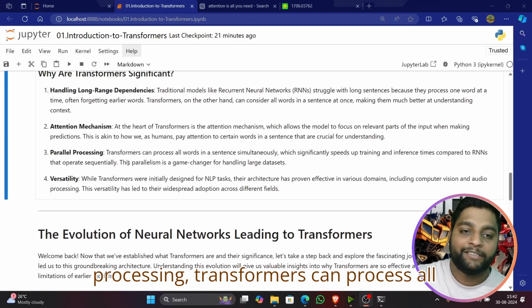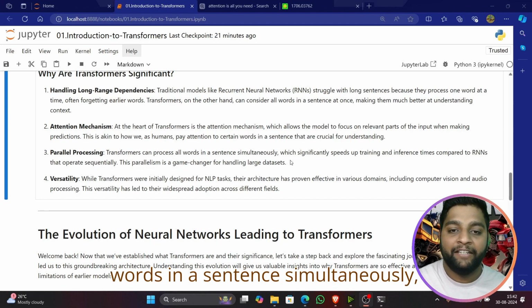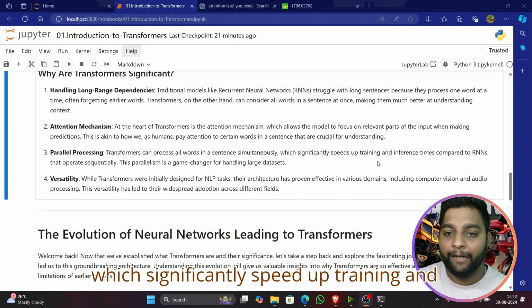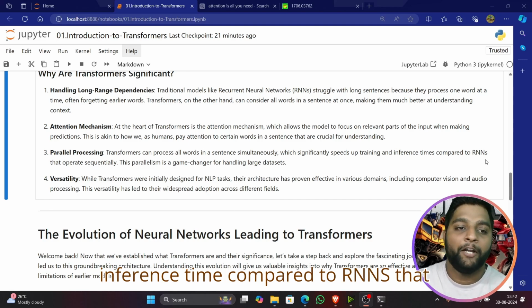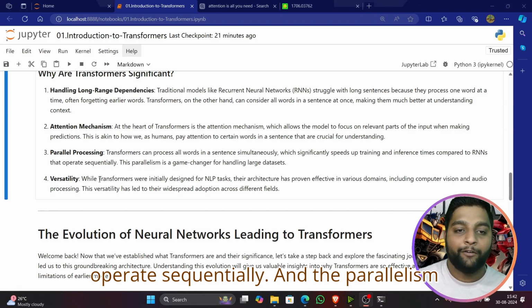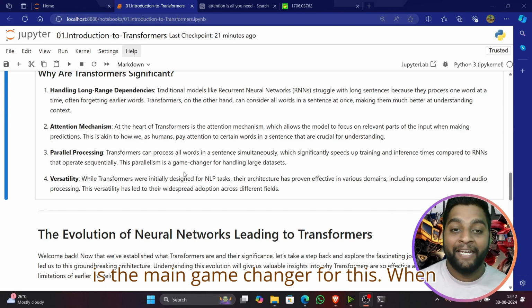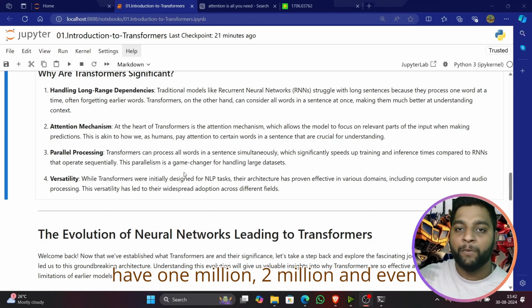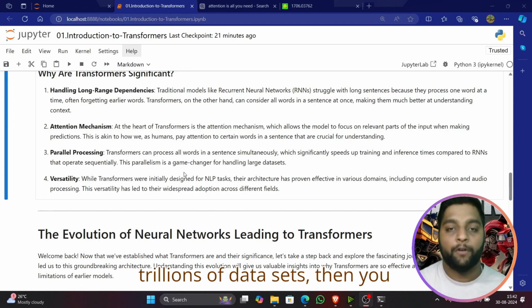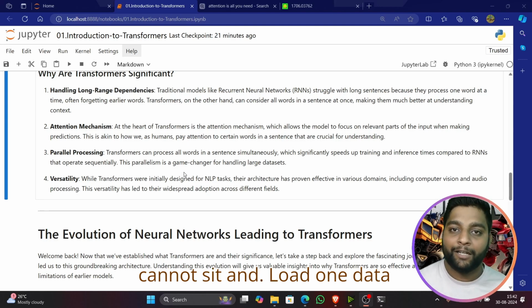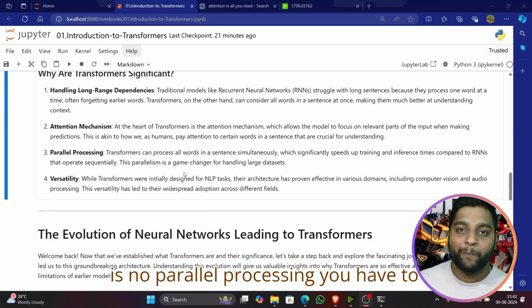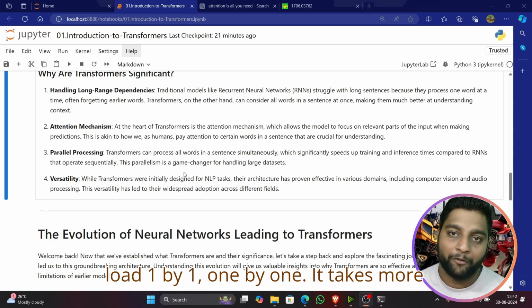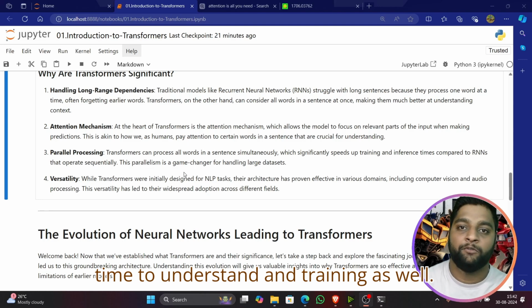And after this, parallel processing. Transformers can process all words in a sentence simultaneously, which significantly speeds up training and inference time compared to RNNs that operate sequentially. And parallelism is the main game changer here. When it comes to a large dataset, when you have 1 million, 2 million, or even trillions of data points, you cannot sit and load one data point at a time, and you cannot wait. When there is no parallel processing, you have to load one by one. It takes more time to understand and train as well.